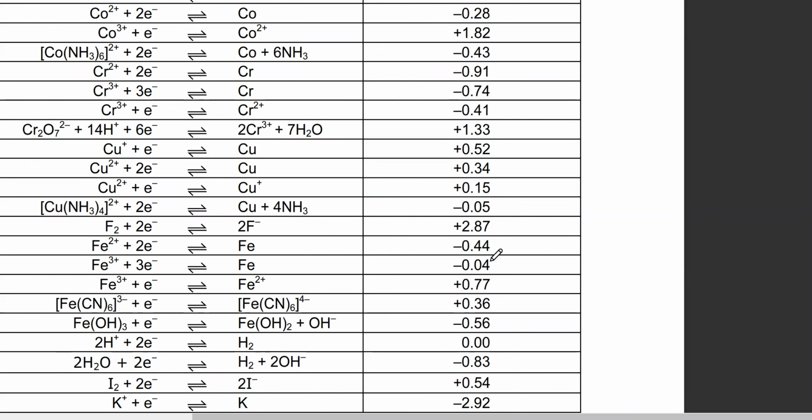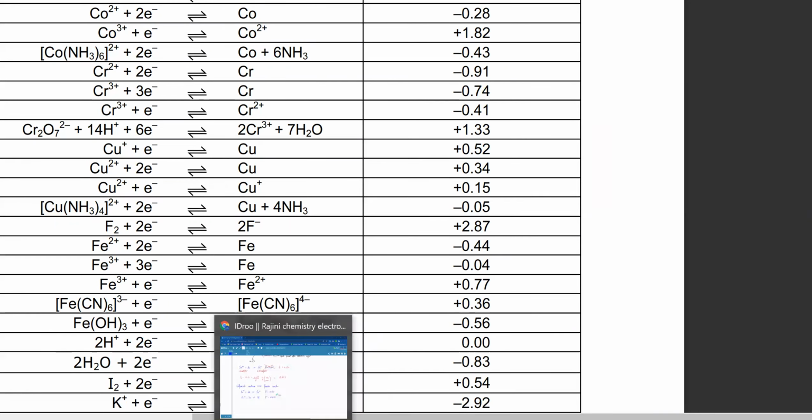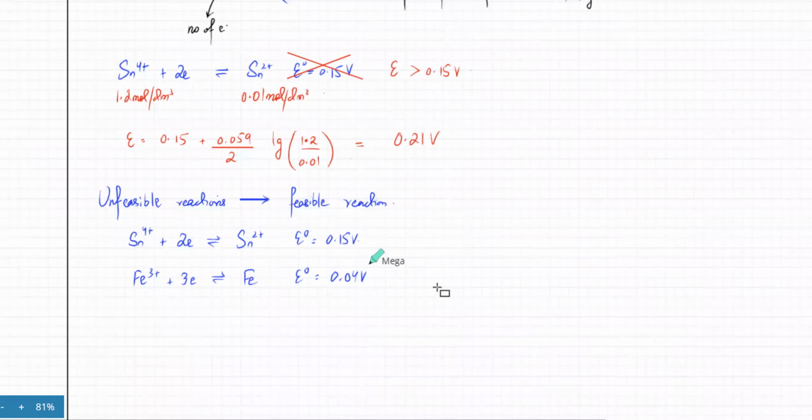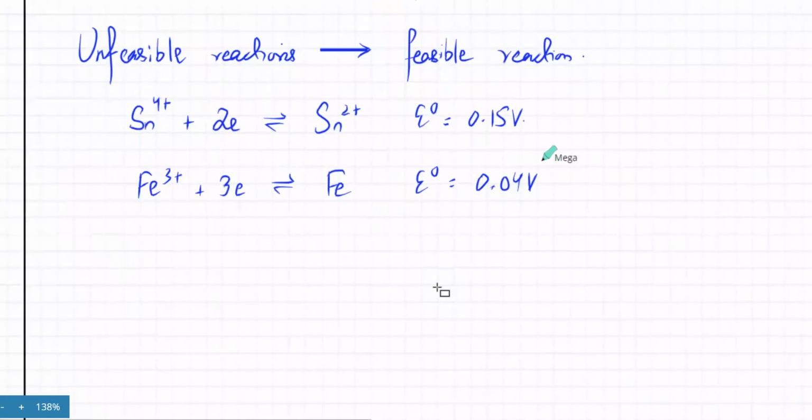Where's the minus 0.04? Let's take this Fe3+. Just one second, let me copy this. So I've got Fe3+, I think that's 3 electrons, turning into Fe, and the E naught is minus 0.04 volts. So let's come back to this. Now, it was minus 0.04, I think.